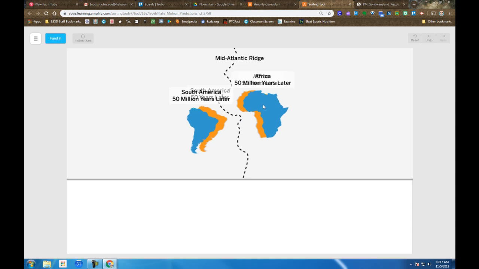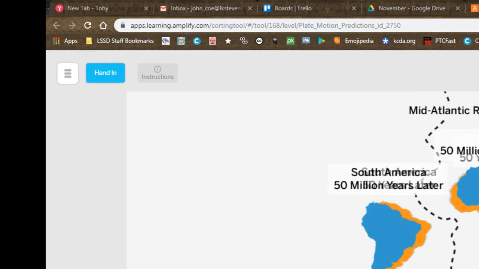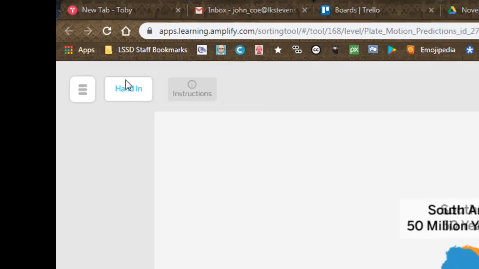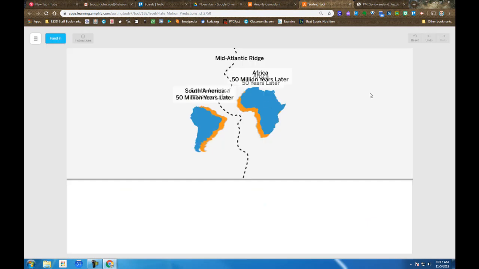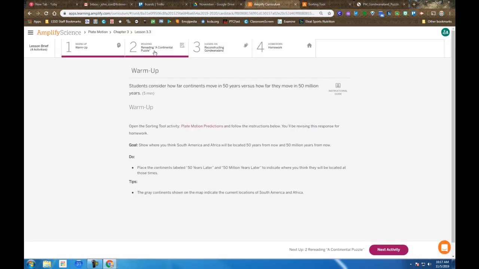Maybe this is even a little too much. I might even revise my continents to be a little closer. So that might be where I go. But again, this is not an answer key. Make sure you hit hand in in the upper left-hand corner, and Amplify, with its good manners, thanks me for handing in my work. And then we move on to step 2.